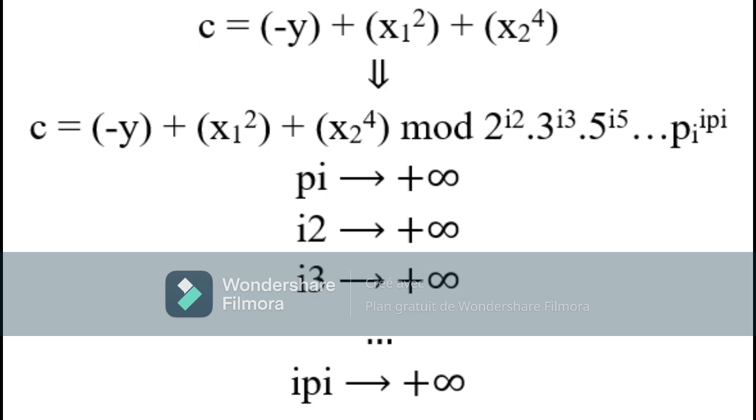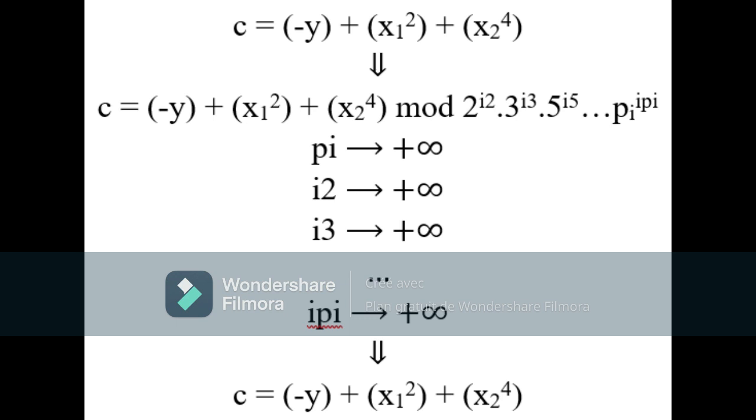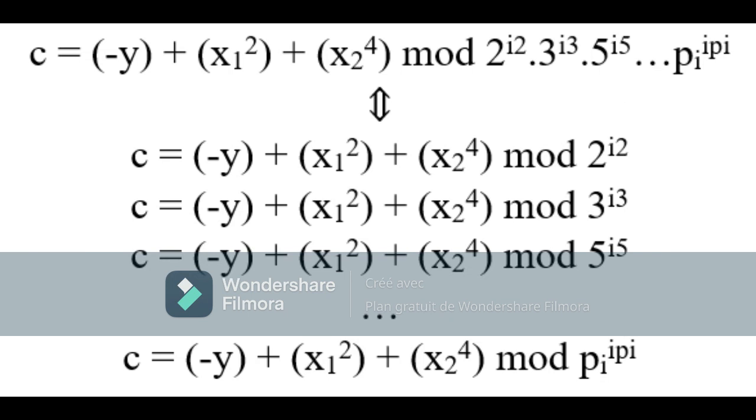When all the parameters i1, i2, i3, ..., ipi tend towards infinity, the implication will no more be just an implication but truly an equivalence. We have to tackle infinity, which may not seem an easy thing, but wait and see. Let us first observe that we can decompose the unique modular equation in this way. Now, this may even seem worse, but again please wait and see.